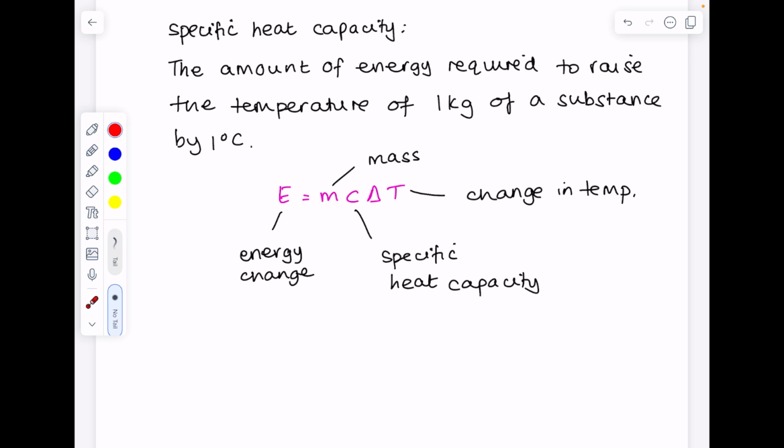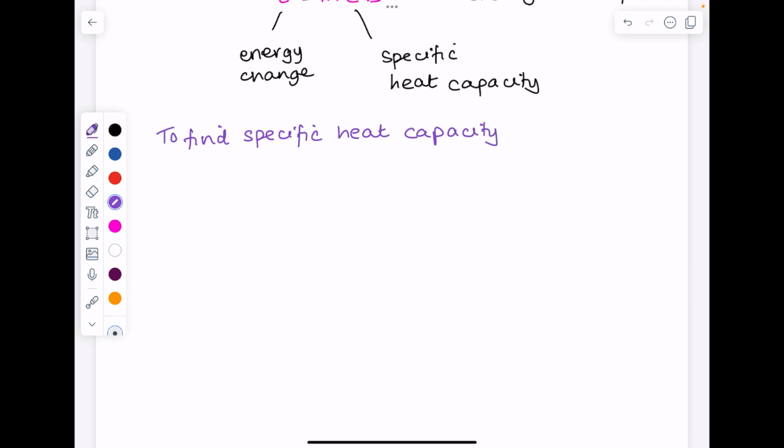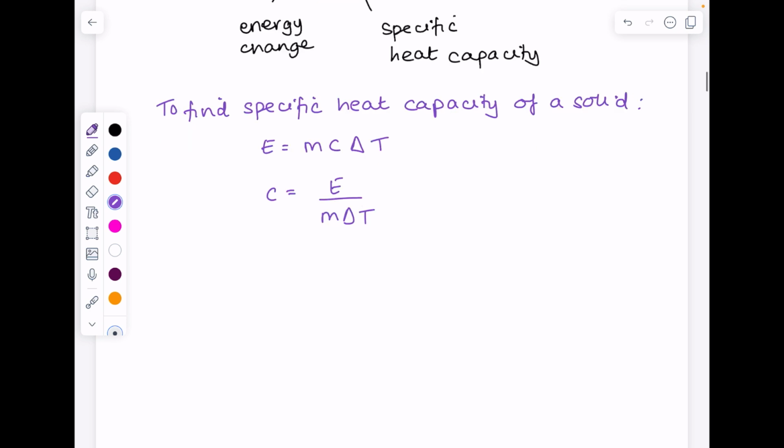Now it's possible to experimentally determine these values, so I'm going to start by showing you how you can find the specific heat capacity of a solid followed by a liquid. So always bear in mind your equation, E equals mc delta T. Because we're after specific heat capacity, we'll want to find c. So just make sure you rearrange that equation appropriately. So it's energy change over mass times the temperature change. So we need to use an experiment in order to find E, m and delta T, which will enable us to find c. So I'll go through those steps now.